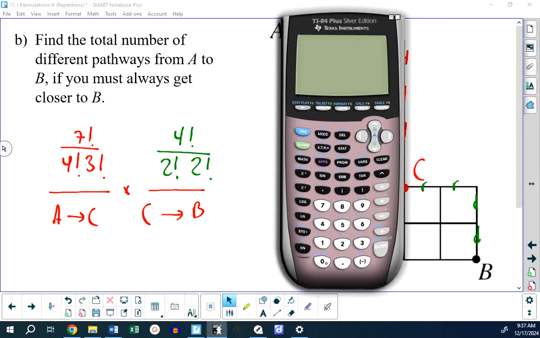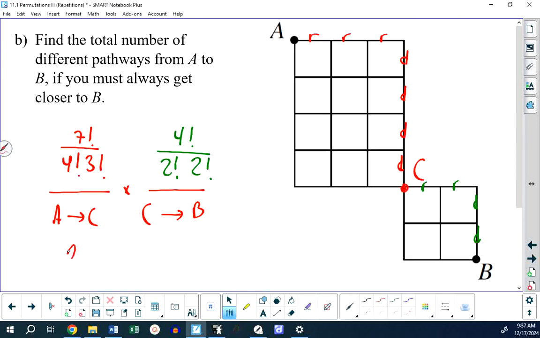Is this number 420? No. Is this first number 35? Okay. Second number 6. There's 35 ways to go from A to that joining point. There's 6 ways to go from the joining point to B. So when we multiply those together and get what I think is 210, that's the answer.